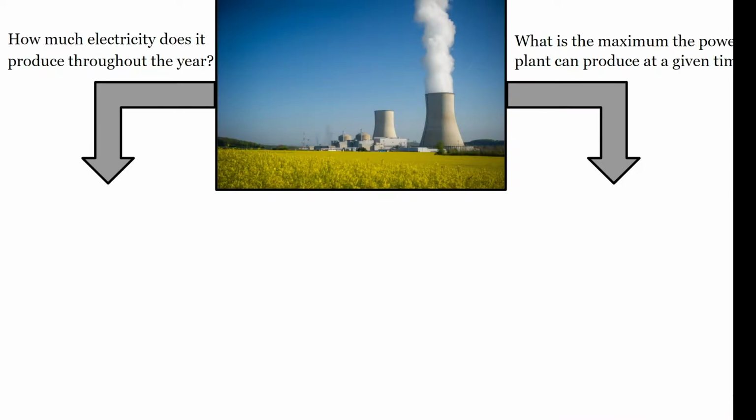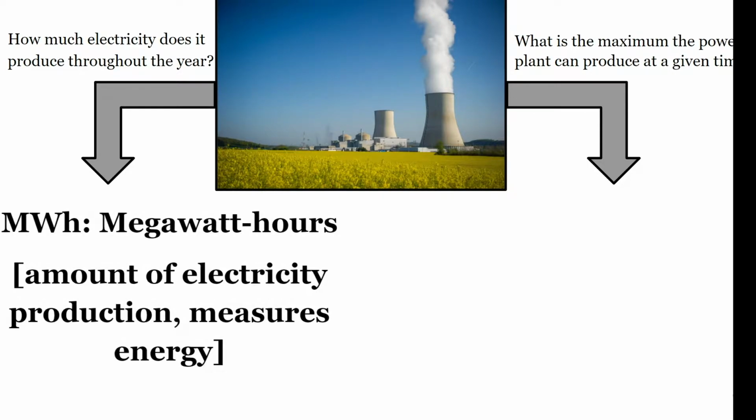So now that we've spoken about national energy consumption in terms of quads, let's zoom into the power plant level and introduce two more units. If you look at the power plant in the picture, the two questions you would ask are: how much electricity does it produce throughout the year, and what is the maximum power the power plant can produce at a given time?